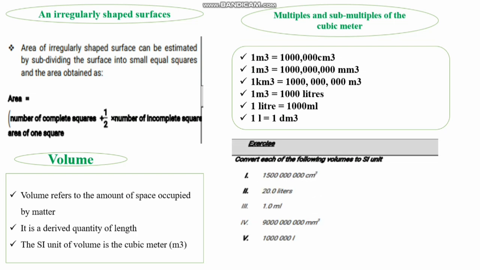So this is an exercise that you can do. You convert each of the following to SI units. So we have 1,500,000,000 cubic centimeters. You convert it to cubic meters. Remember, when you are asked to convert to the SI unit, it means you convert to cubic meters. So for liters, you base your calculation on this table. You come to this table and see how many liters make 1 cubic meter, or how many cubic meters make 1 liter, and convert accordingly.